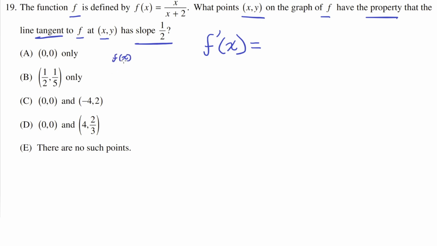f of x over g of x is equal to the bottom function times the derivative of the top function minus the top function times the derivative of the bottom function over the square of the bottom function. So if we have f of x divided by g of x, the derivative using quotient rule is g times f prime minus f times g prime over g squared.